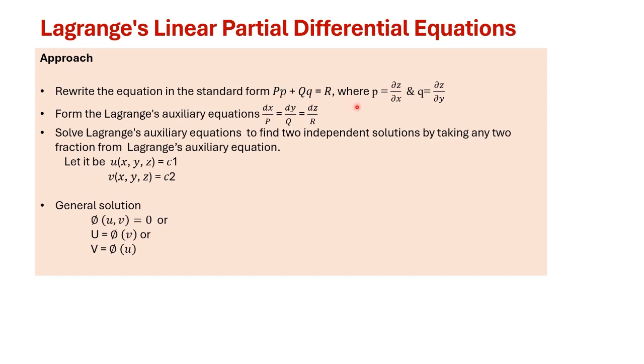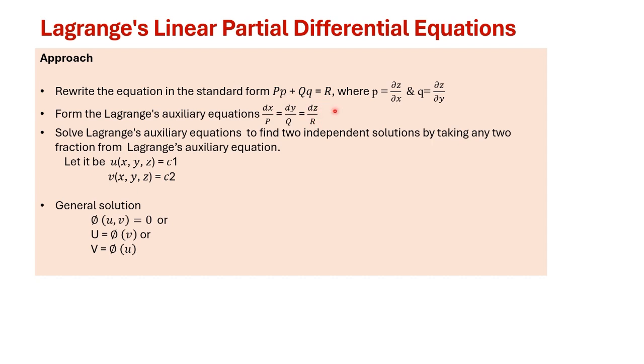Next, we have to form an auxiliary equation, that is dx/P = dy/Q = dz/R. Then we have to solve this equation to find two independent solutions, which can be done by taking two fractions. Here three fractions are there, any two fractions we can take. We can take this or this and this, any combination we can take.